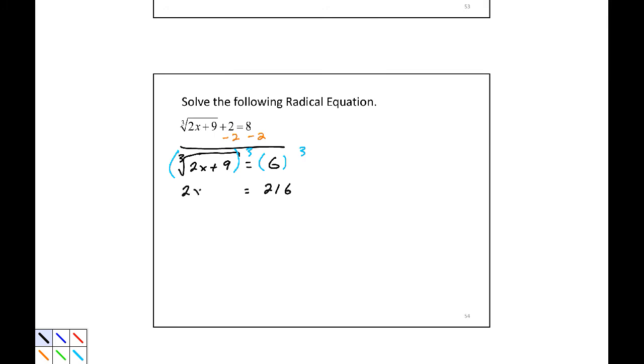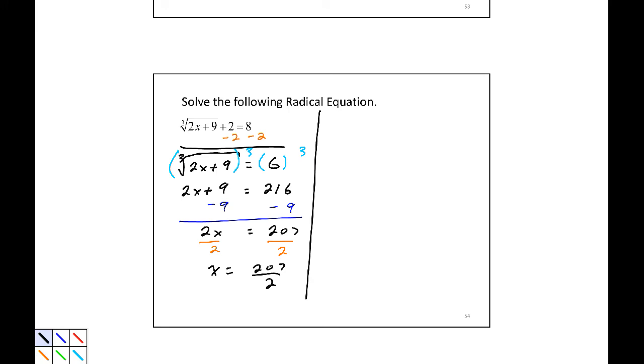So we have 2x plus 9. We can subtract 9 from both sides to get 207. And last, dividing by 2, x equals 207 over 2. Now let's check this value before we call it a day.